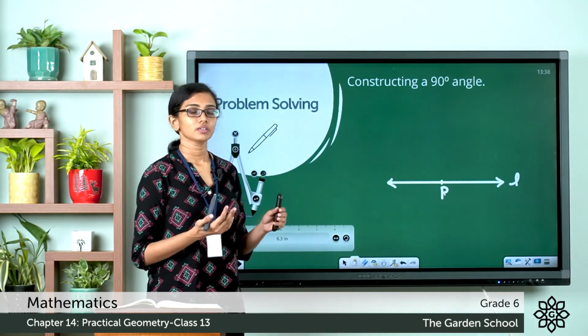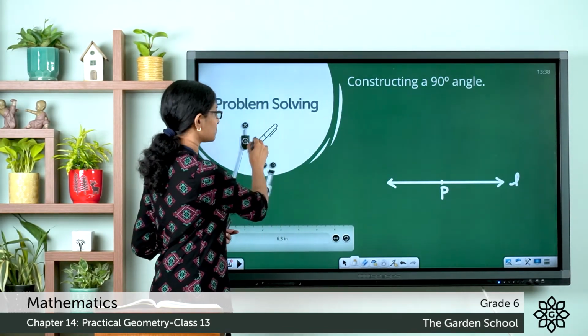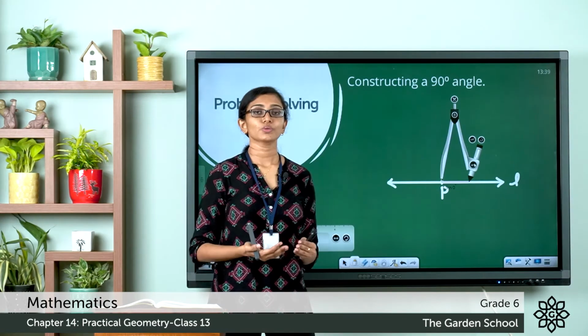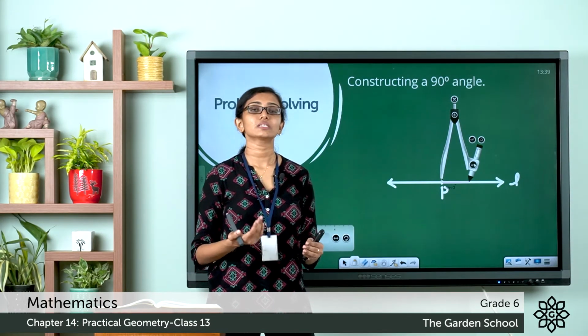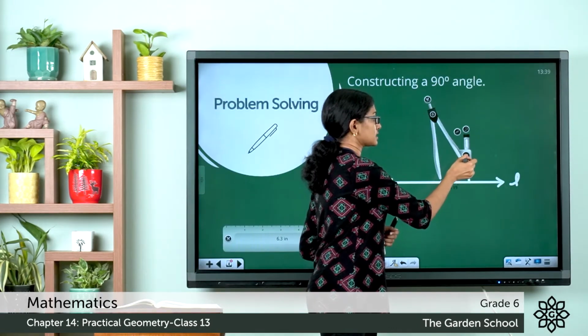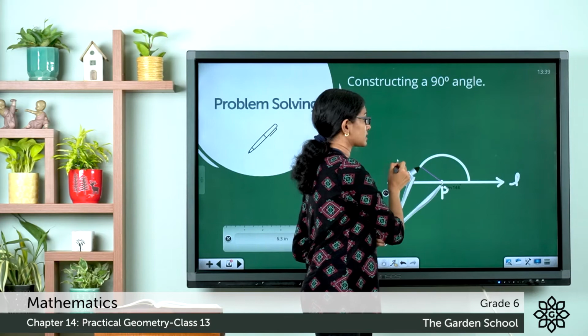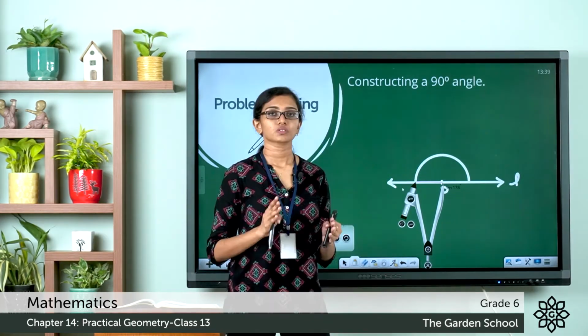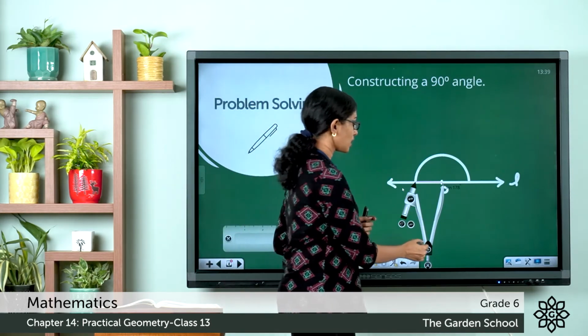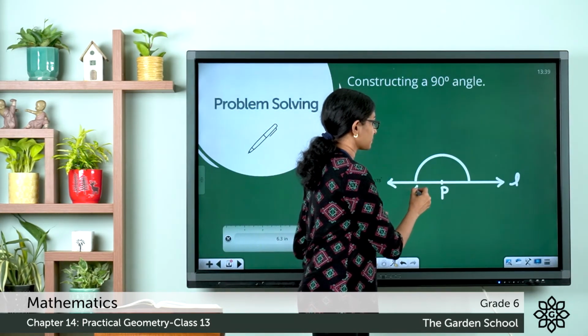Now the next step is to take the compass, place the pointer on point P, and choose a convenient radius to draw a semicircle with P as the center. So with P as the center, we are drawing a semicircle, and the semicircle touches the line L at two different points. So let this point be point A.